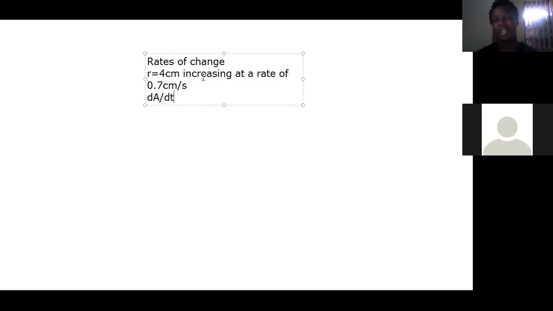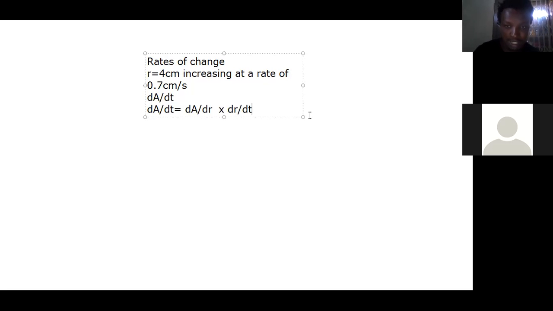Given the values above, which is having our radius being r and having a rate of dr all over dt being 0.7 per second. So this is what we have. Now we've been given that of r, and we've been given that of dr all over dt, but we are asked to find the rate of increment of area. So what we are going to do is, you know that dA all over dt is given by dA all over dr times dr all over dt.